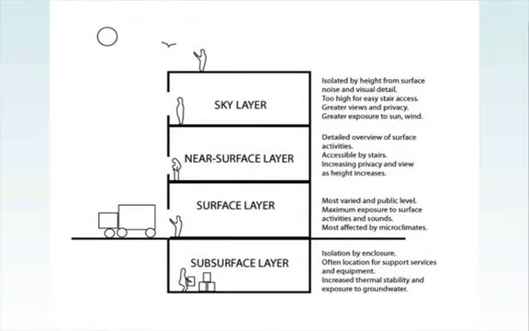Now, multi-story buildings are often designed in layers. So the top layer, or the sky layer, is the most susceptible to the outside elements, but it provides the most privacy and the least amount of noise. The near surface layer is more accessible to people and activities. The surface layer has the most direct public contact, maybe more protected from elements, but will also be closest to most of the noise sources. And the subsurface layer will be the most quiet, provide the most thermal protection, but could also be susceptible to groundwater and leaking.